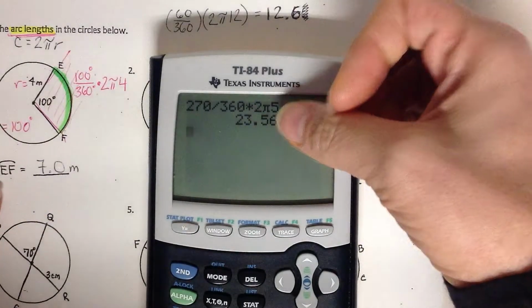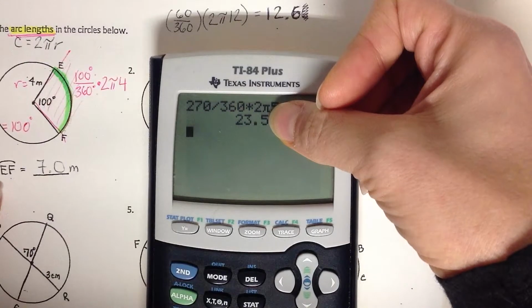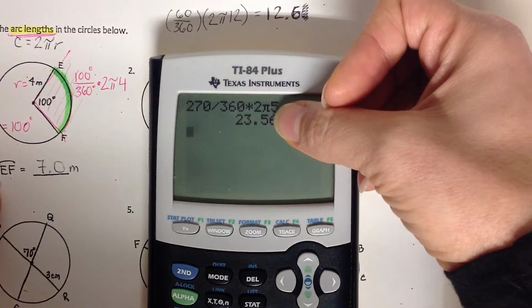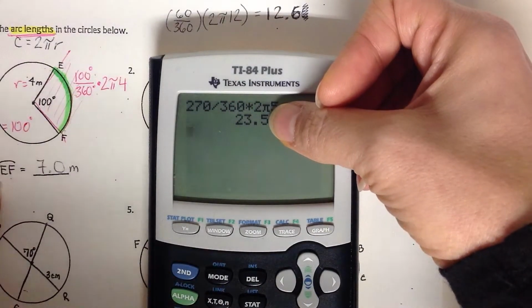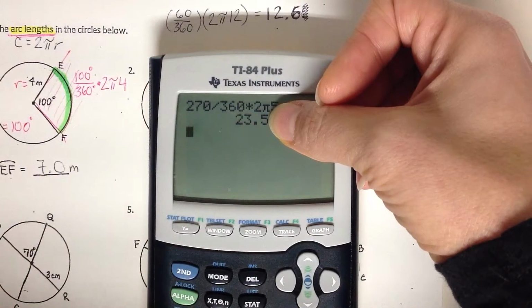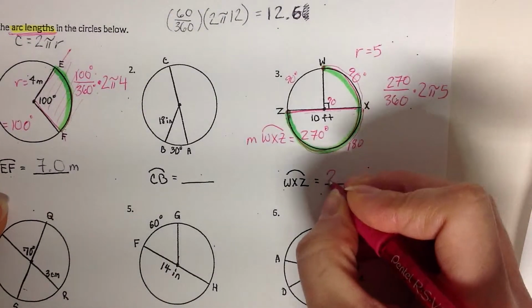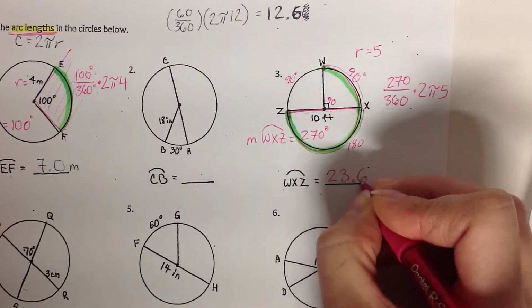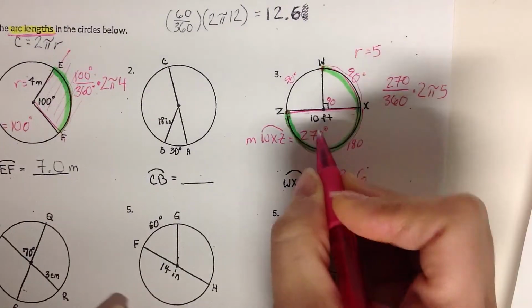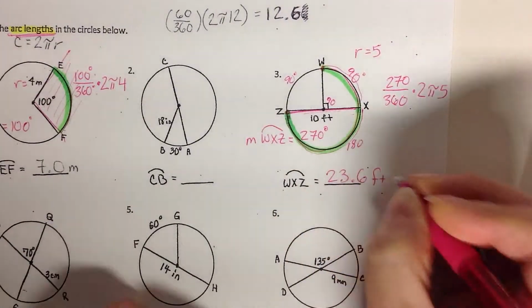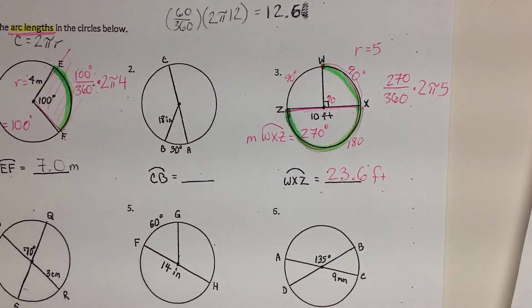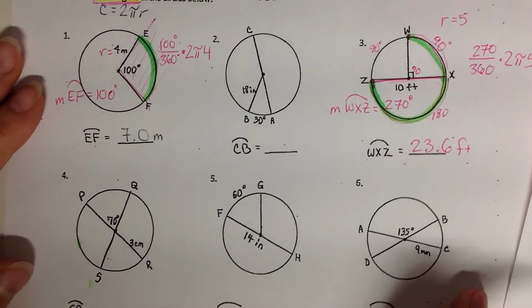I'm going to the nearest tenth here. So 6 is big, I'm going to go up to 1 more. That's 23.6. And what am I doing here? Feet is my unit of measure. It's one-dimensional. Okay, go try some more.